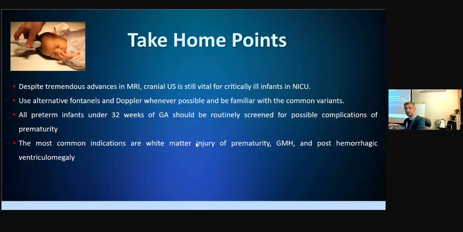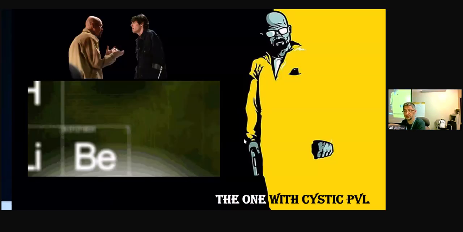So despite tremendous advances in MRI, cranial ultrasound is still vital for critically ill infants in the NICU. Use alternative fontanelles and Doppler whenever possible, and be familiar with common variants. All preterm infants under 32 weeks of gestational age should be routinely screened for possible complications of prematurity. The most common indications are white matter injury of prematurity, germinal matrix hemorrhage, and post-hemorrhagic ventriculomegaly. And thank you for listening.